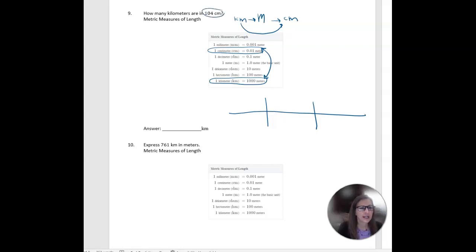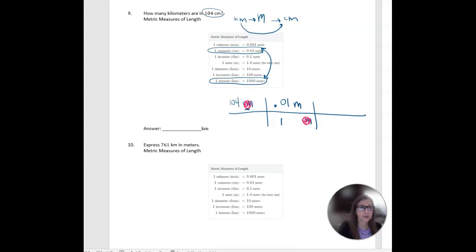You take what you're given and you put it in the first little box. So 104 centimeters. Now remember, if centimeters is on the top, centimeters has to be on the bottom so that they'll cancel. I go get my conversion. Make sure you put the number with the correct word. So 1 centimeter is 0.01 meter.